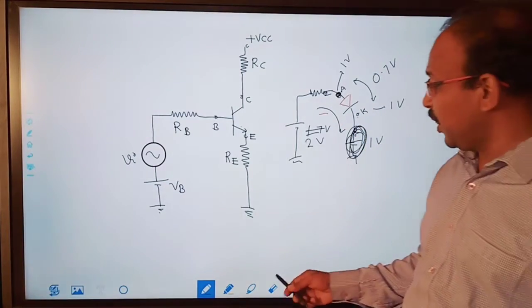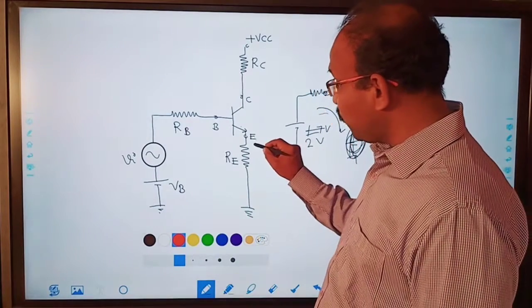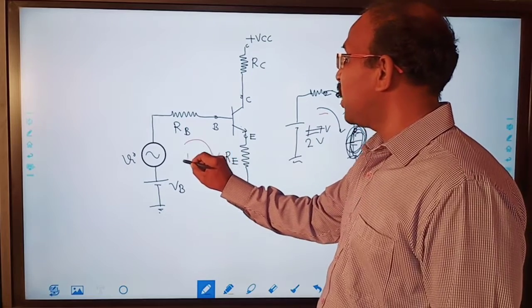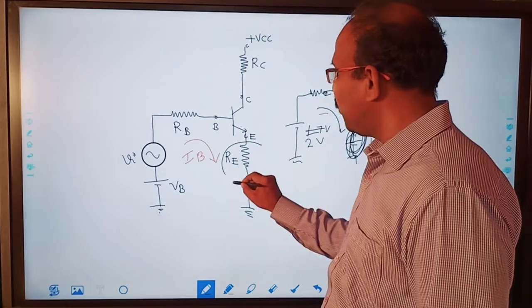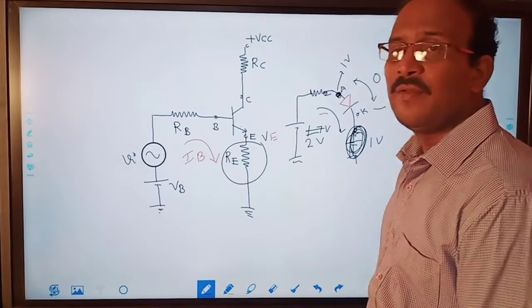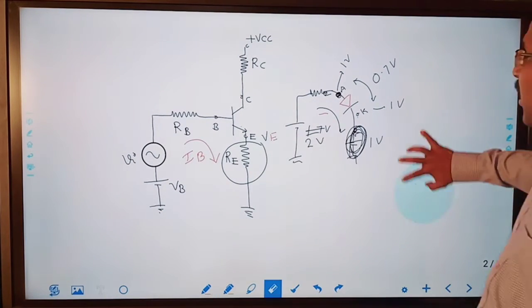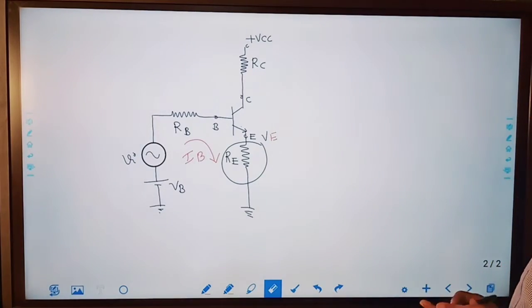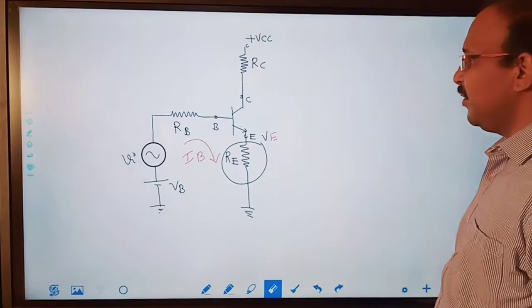Here also, whatever current from the input side, that is IB, also depends on this voltage. What is it? This voltage is the emitter voltage, VE. I want to explain here how thermal runaway is restricted, or avoided, by RE. See what happens.